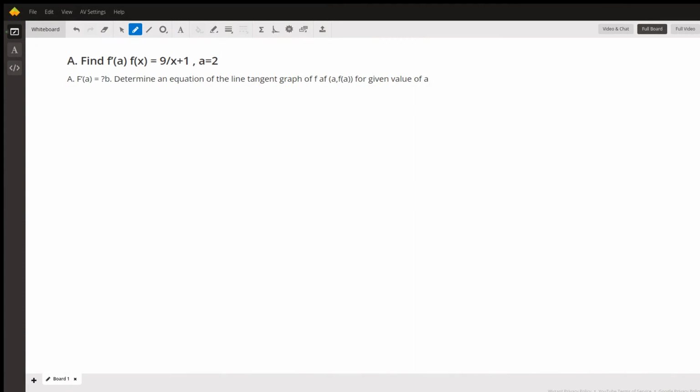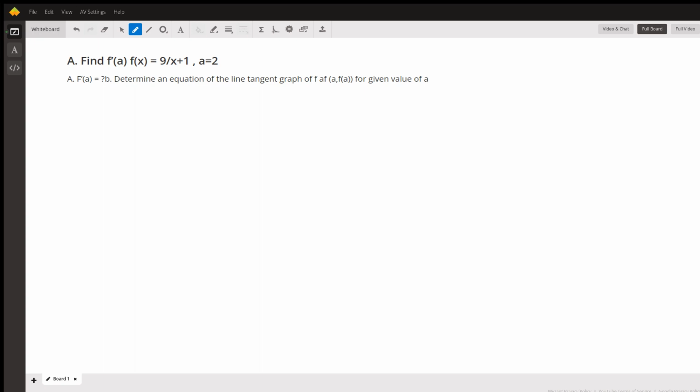Okay, so we're given f of x equals 9 over x plus 1, and we want to find the derivative of the function at a equals 2. Keep in mind the derivative is the slope of the tangent line. So when we find f prime of 2, we're finding the slope of the tangent line. We also want to find the equation of the tangent line at the x coordinate of 2.